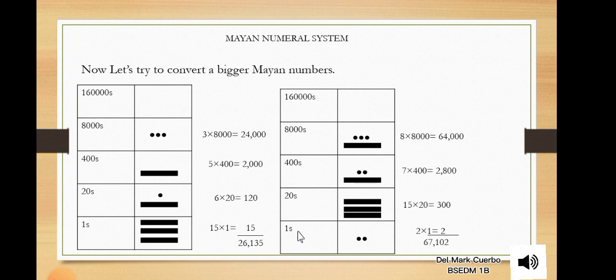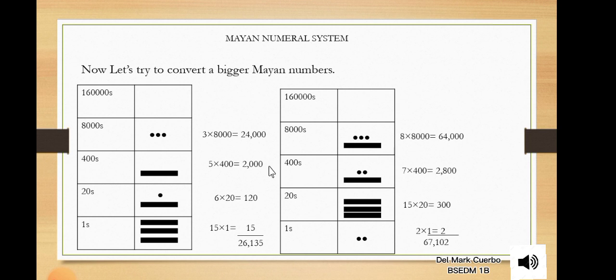And here in 1's place, we have 2. Again, it's okay to not multiply it because the result would be the same. So 2 dots is equal to 2 units. So 2 times 1 is equal to 2. So we are going to add it here, and we will have 67,102. So this group of Mayan numerals is 67,102 in our decimal numeral system.